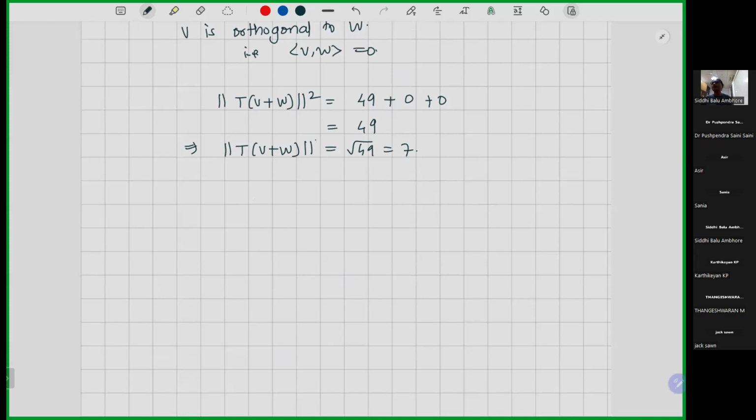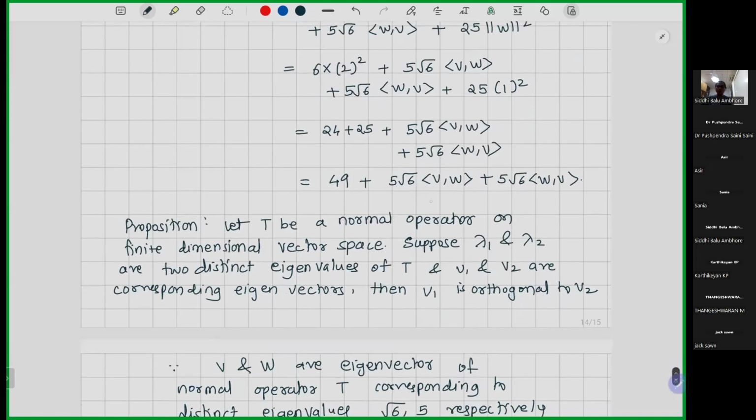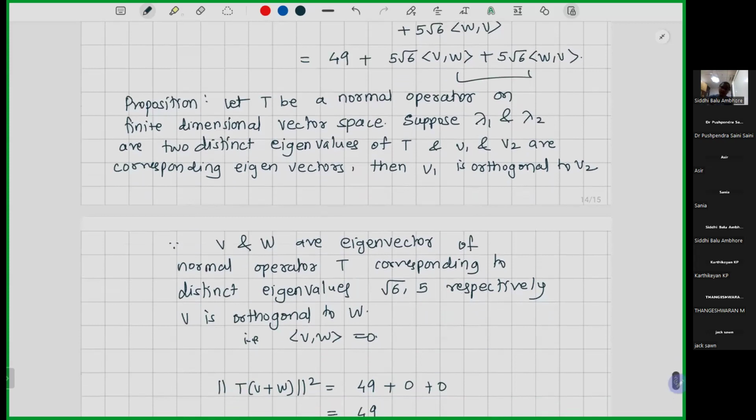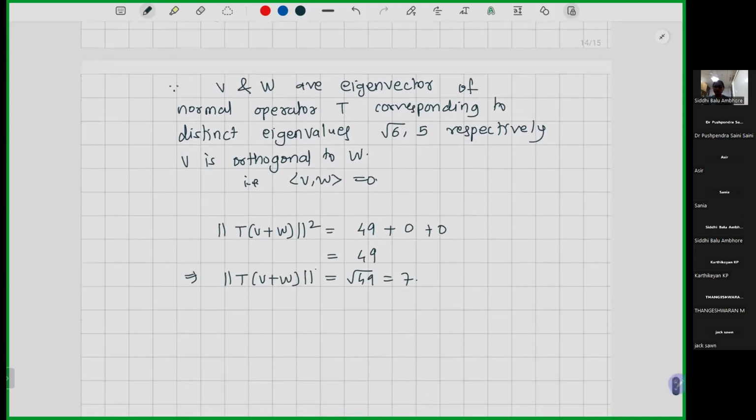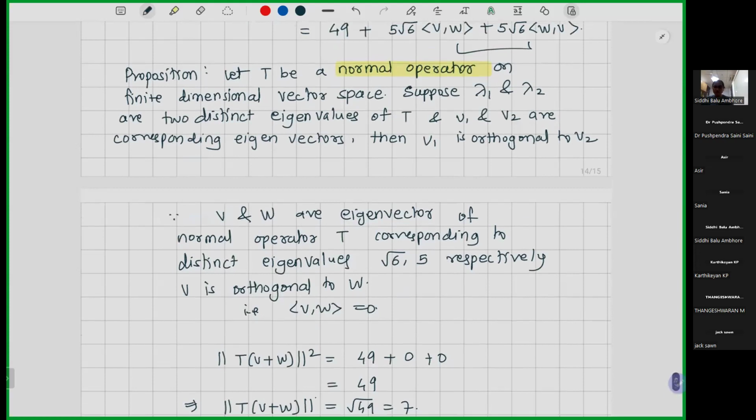Any doubts here? Okay, so because of this proposition, we could get rid of these two terms. Now, is this orthogonality of V and W valid only for a normal operator? Yes, the normal operator condition is important. Otherwise, they are linearly independent, but we can't say that they are orthogonal; the inner product need not be 0. Is it okay?